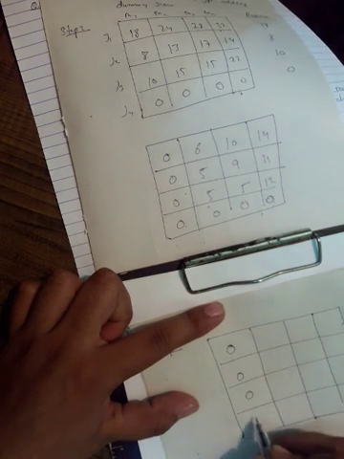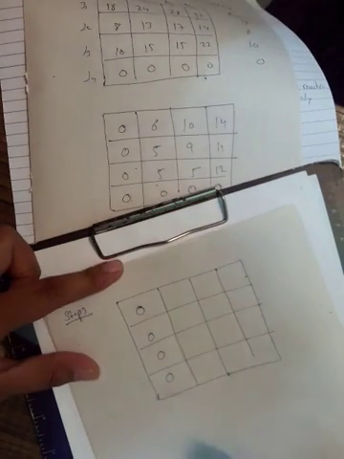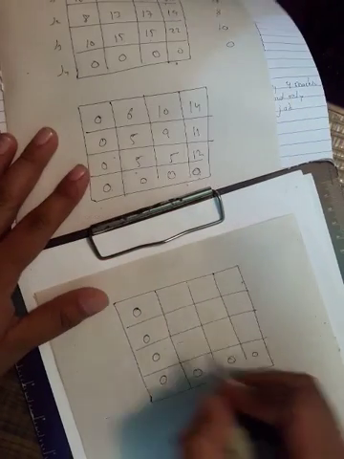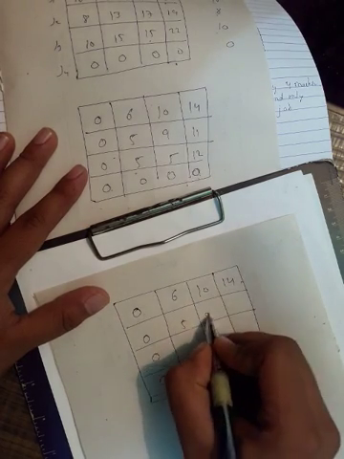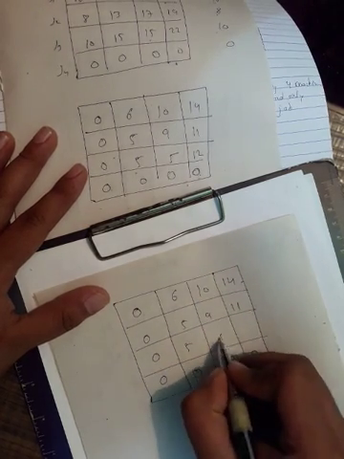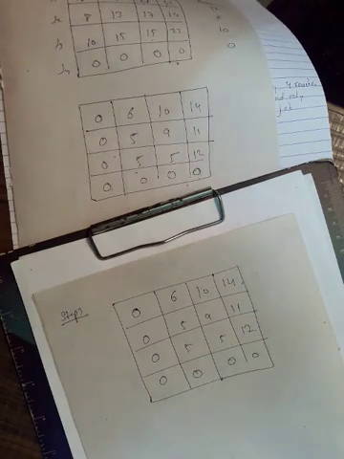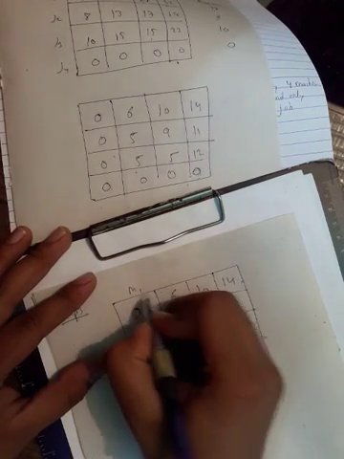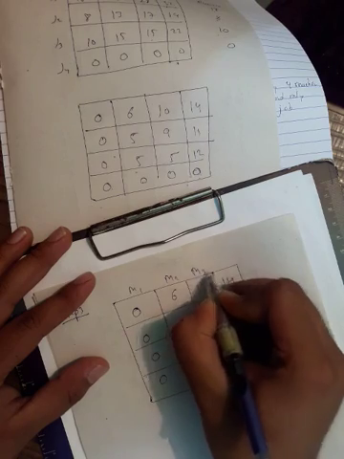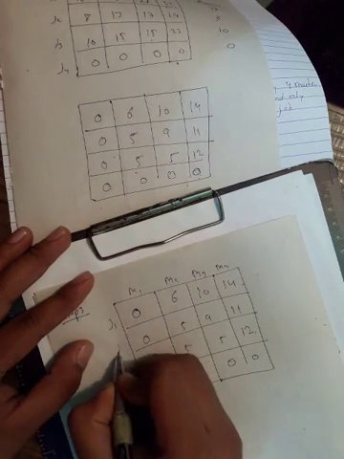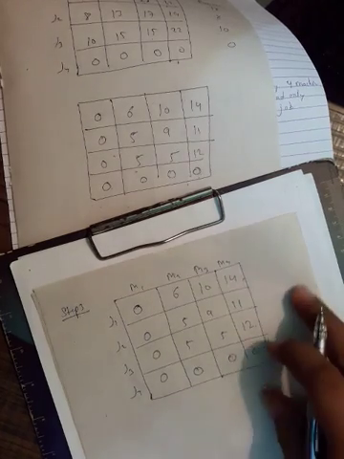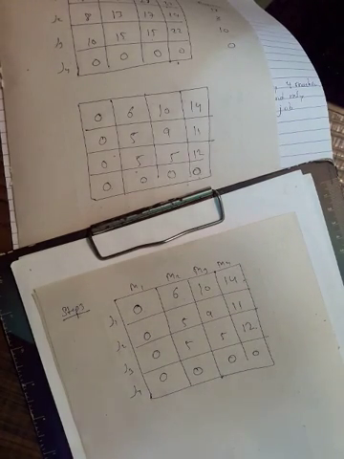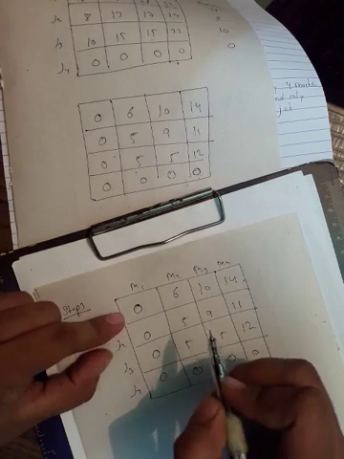Zero, zero, zero, zero, 0, 0. It is your 6, 10, 14, 5, 9, 11, 5, 5, 12. Okay, same it is here. M1, M2, M3, M4, J1, J2, J3 and J4. Now you have to do the row and the column operation.